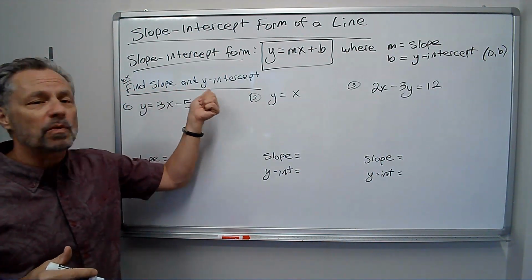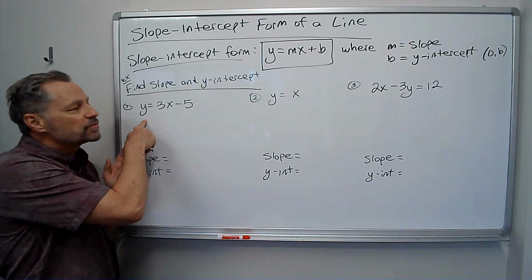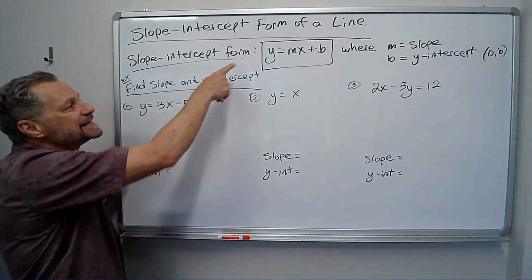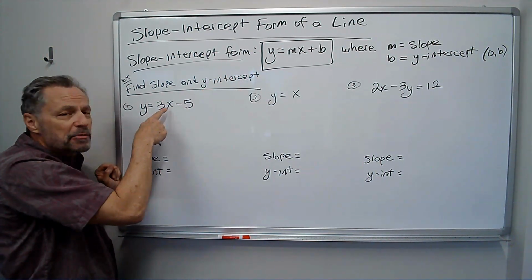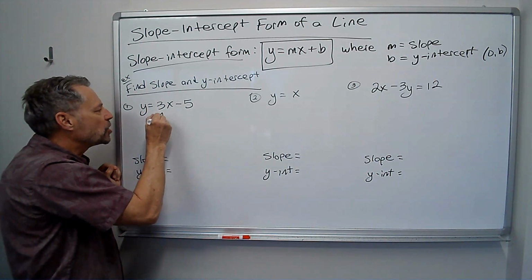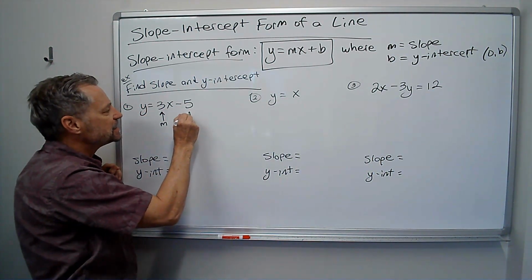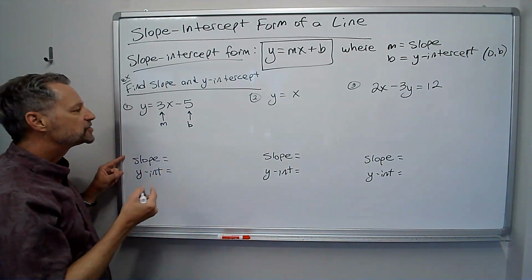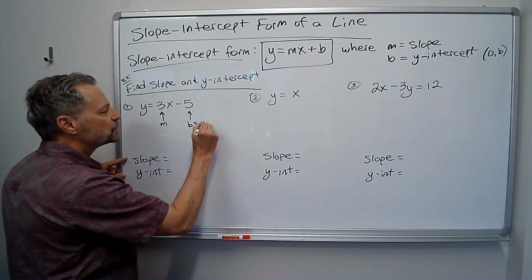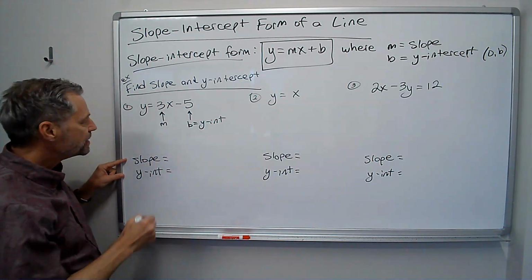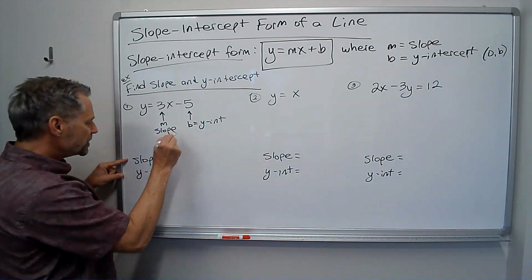Find the slope and the y-intercept. First, they give us the equation y equals 3x minus 5. Well, it's in that form, so the number multiplied by the x is the slope. So that's going to be m, and the y-intercept is the constant all by itself. That's going to be b. So that's the y-intercept, and this one's the slope.